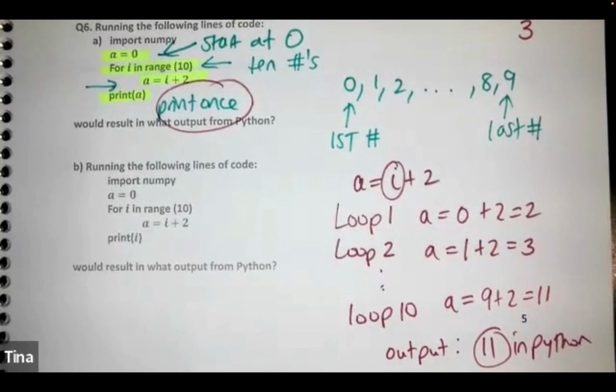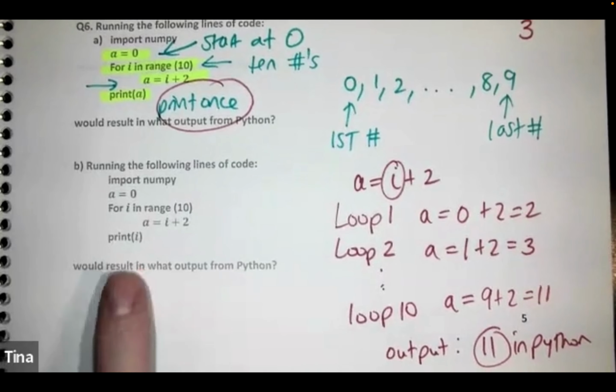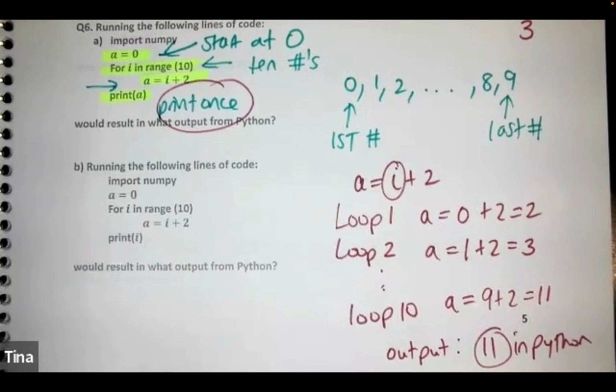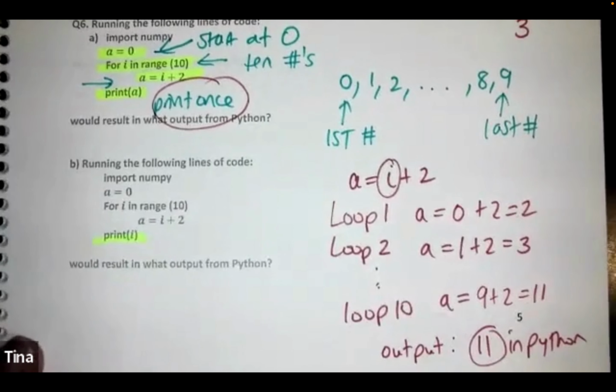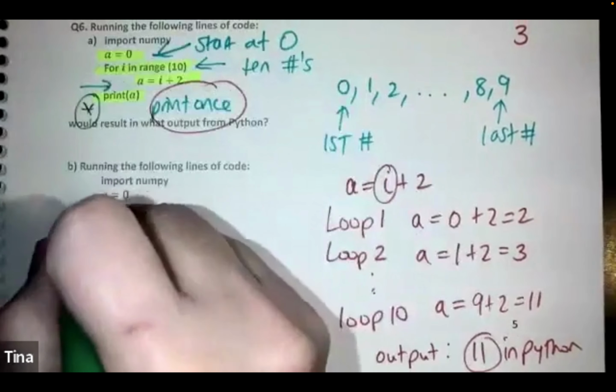Okay. Now, in this case, over here, it just says print I, right? So that's a trick. It's not print A. So highlight, this is print A up here, but this is print I.